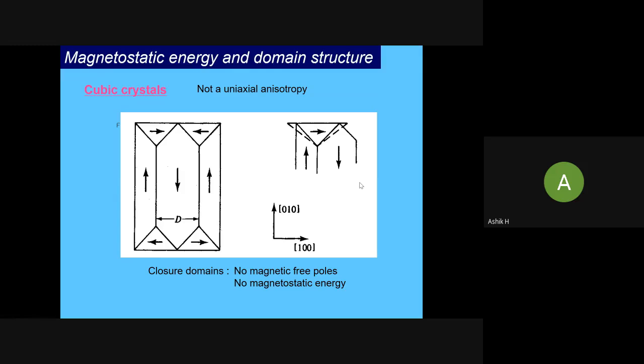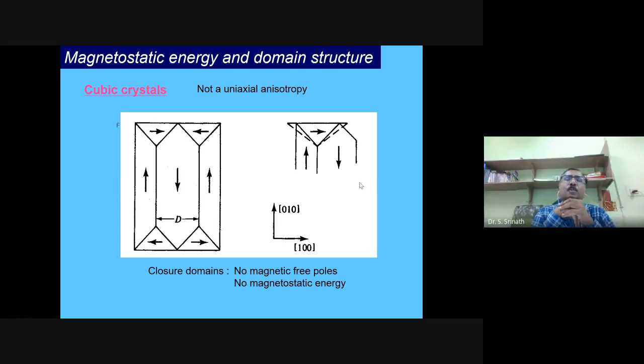Or is it due to anisotropy? Anisotropy will only say that along the easy axis of magnetization, the spins have to be parallel. And this being cubic, this direction is also an easy axis and this direction is also an easy axis. So the easy axis will not differentiate whether the spins are pointing along this or this. So they will not restrict the so-called growth or size of the domains.